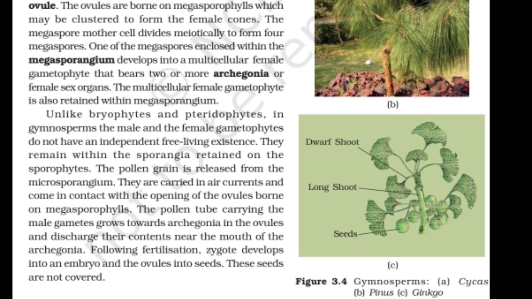The pollen tube carrying the male gametes grows towards archegonia in the ovules and discharges their contents near the mouth of archegonia. Following fertilization, the zygote develops into an embryo and ovules into seeds. These seeds are not covered.